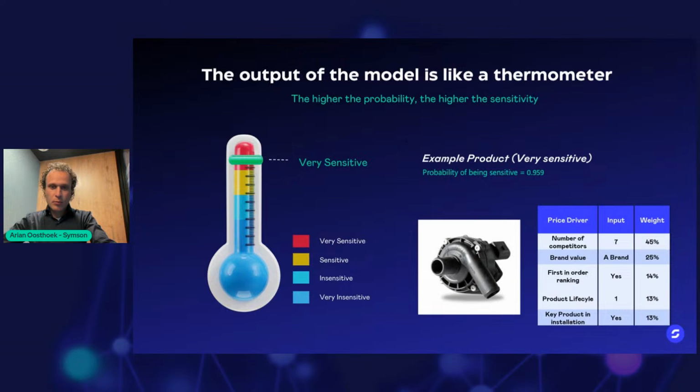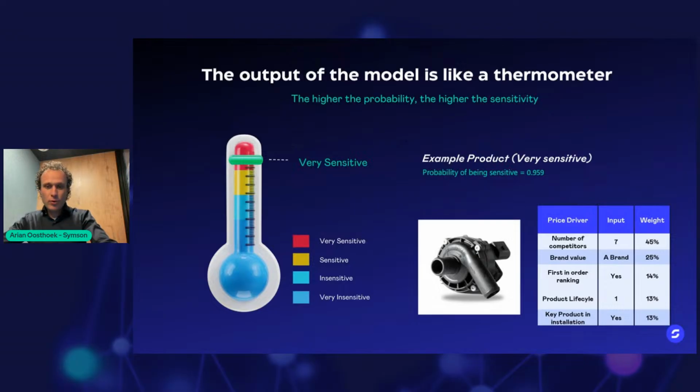This is a B2B product. It's a kind of heating pump from Bosch. It has a number of price drivers. It had 7 competitors. The brand value is an A brand. It's Bosch. It is often first in the order ranking, which from the company, the input was, okay, if it's selected first in the order, then it's likely to be more sensitive.